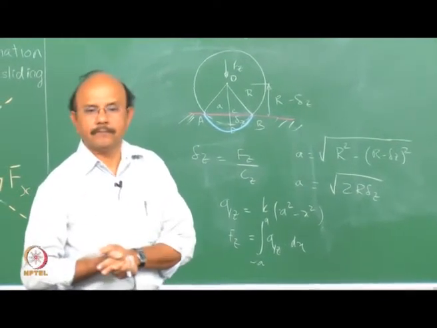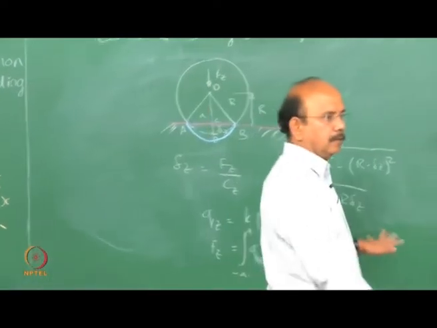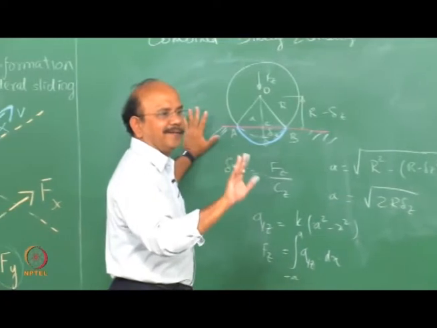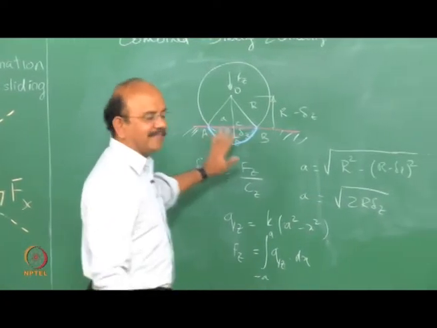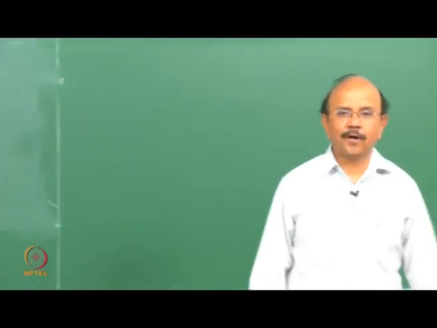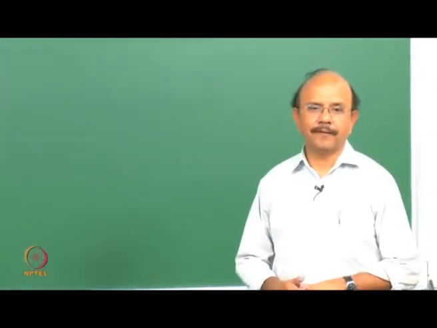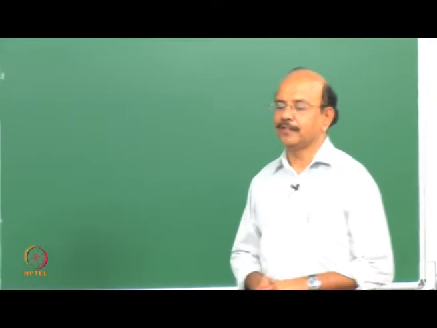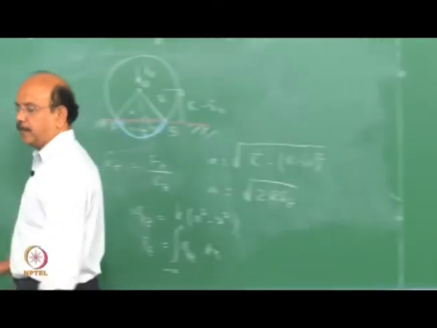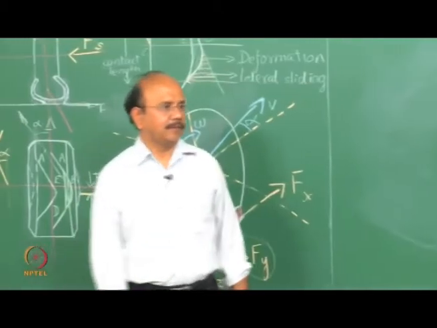Now this is what we got. Sir, here you assume this symmetric parabola. Yeah, I fully understand. I agree with you that for a rolling tire, this is not a very symmetric distribution. Yes, we make an assumption here. In other words, rolling resistance is not taken into account in this.